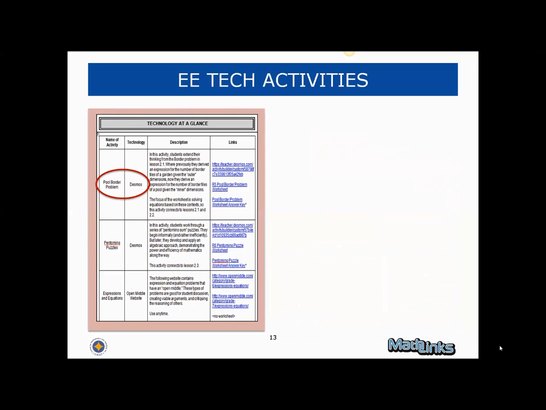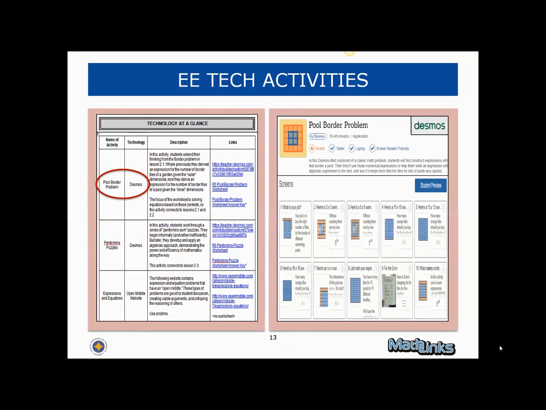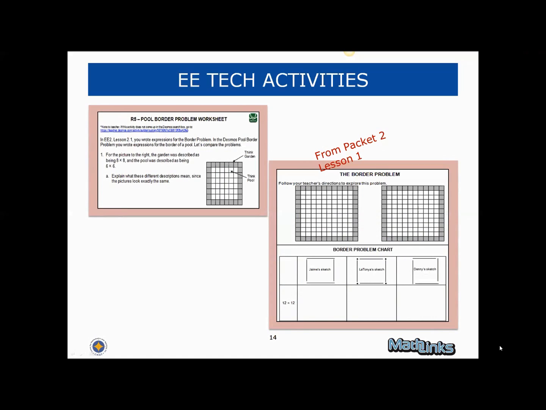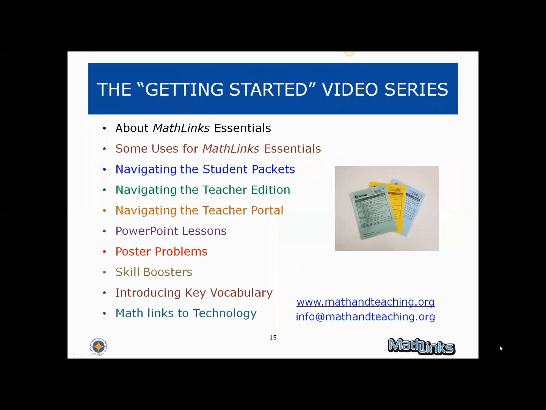There are some great open source tech activities in this module. Be sure to check out some of the Desmos activities like the pool border problem, which connects nicely to the work students do in the packet. And we've provided a worksheet that connects this Desmos activity to the border problem in the lesson.